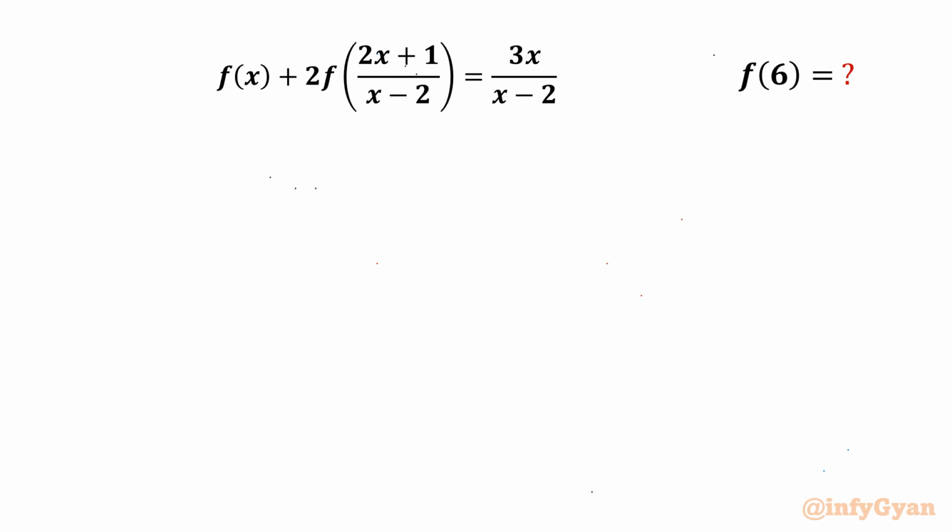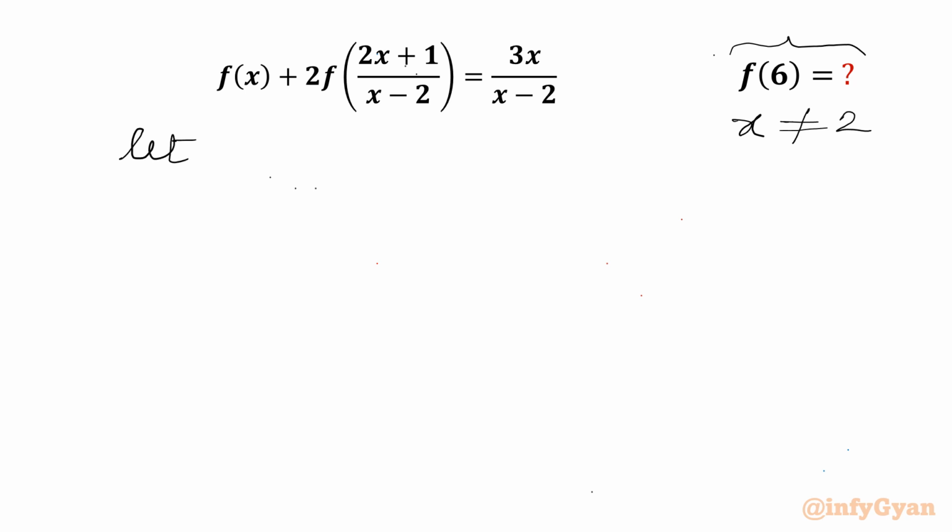In this video, we have one very interesting question from functional equations. Here we have to find out f of 6, where x is a real number. So let's get started by writing denominator cannot be 0, so x can't be 2.